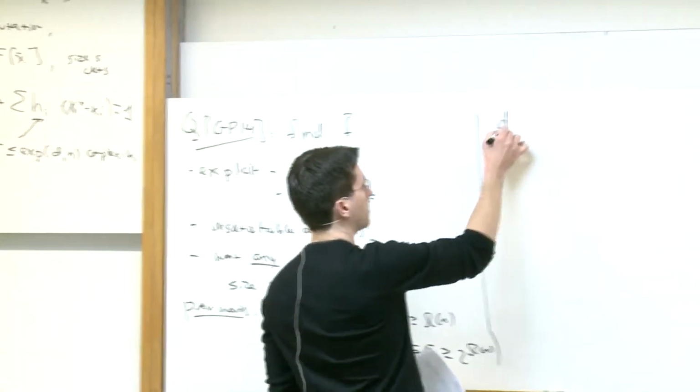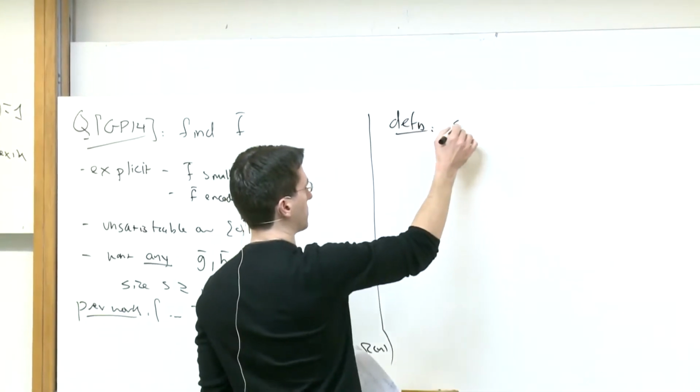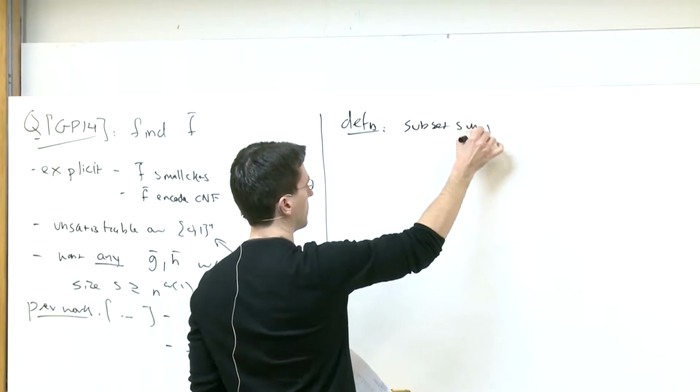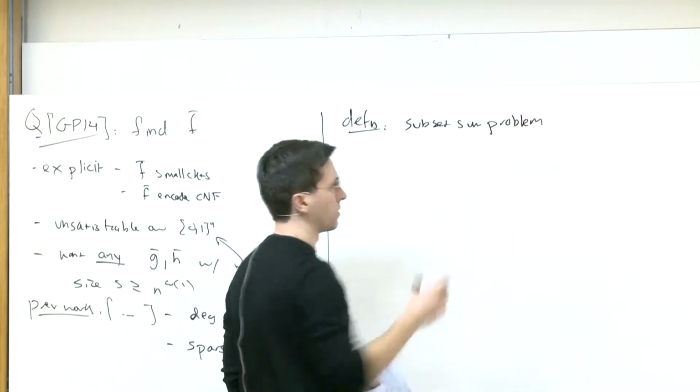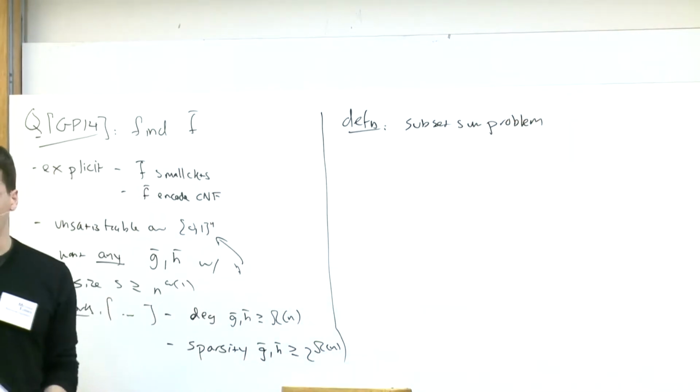Let me remind you about the subset sum problem. This is a canonical NP-hard problem that everyone learns in their first theory of computation course.